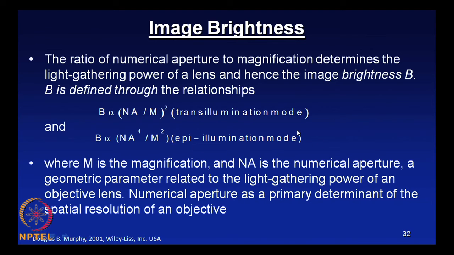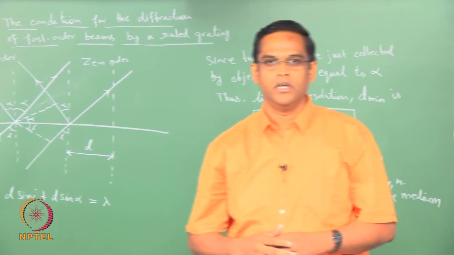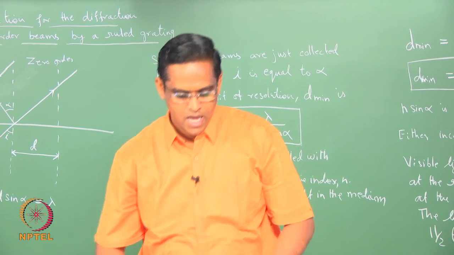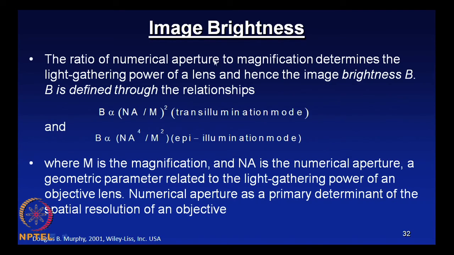an epi illumination mode. We will see what these two illumination modes are when we go to the instrumentation details. I will show you the corresponding illumination mode when we look at the instrumentation. This is how the brightness is defined, where M is the magnification and NA is the numerical aperture, a geometric parameter related to the light gathering power of an objective lens, and a primary determinant of the spatial resolution of the objective.